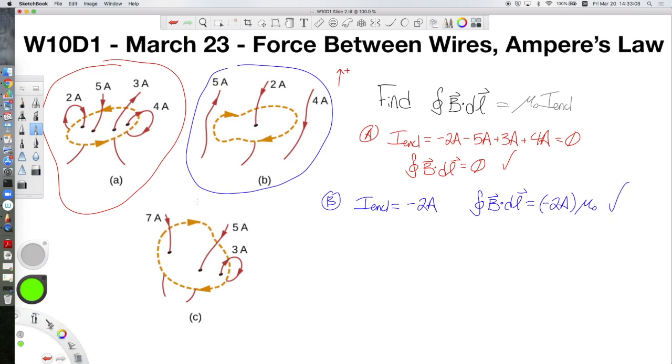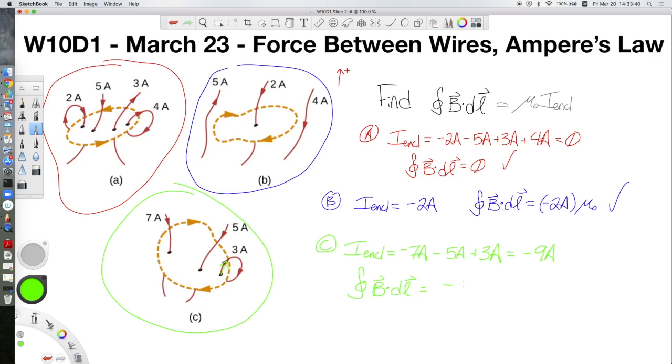And last but not least, with part C, our enclosed current is, let's see, 7 amps going down, so we'll make that negative. 5 amps going down, so we will also make that negative. And 3 amps coming up out of the loop. We end up with negative 9 amps, so we can say the value of the integral of B dot dl is equal to negative 9 amps times mu naught.